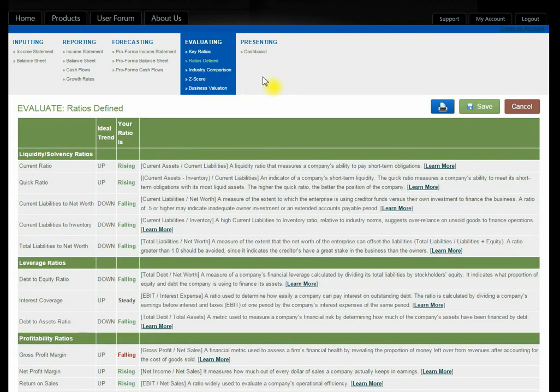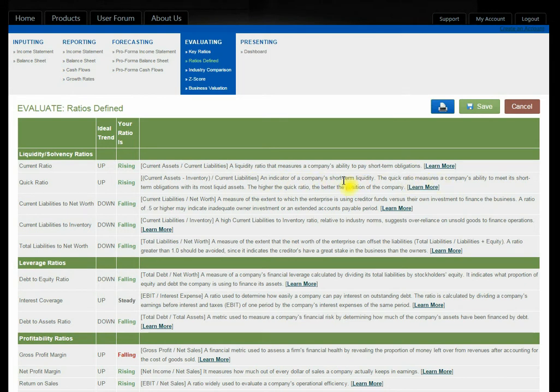Now, a lot of organizational leaders are not fully familiar with ratios, and so we have included a definitions page and some indicators that tell us how that ratio ought to be trending. So if we look at current ratio, that ought to be trending up year after year. And based on the information put into Global CFO, it shows us that our current ratio is rising, which is what it should be doing. It also tells us what the mathematical formula for that ratio is and what it's supposed to do.